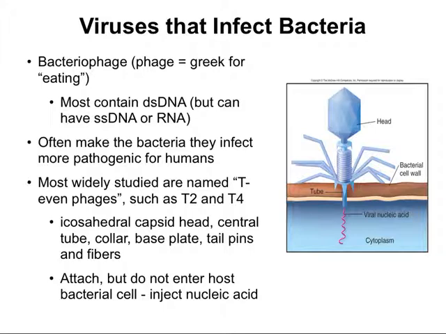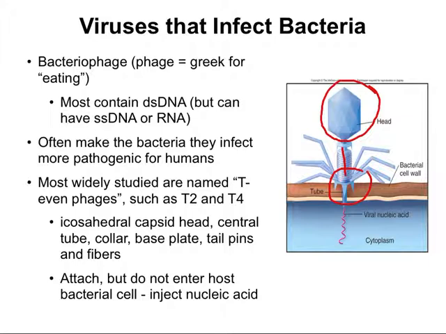They're of particular interest to microbiologists because often the bacteria that they infect become more pathogenic for humans after they're infected. The most widely studied of the bacteriophages are the T-even phages, such as T2 and T4. They have an icosahedral capsid head, a central tube, as well as a collar and a base plate that has tail pins and tail fibers.